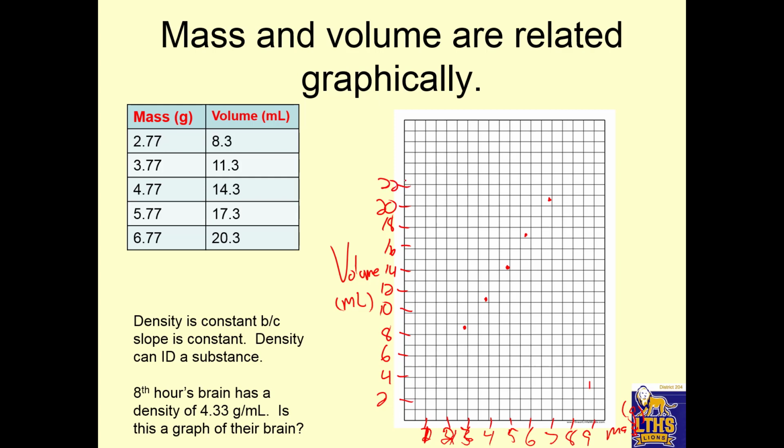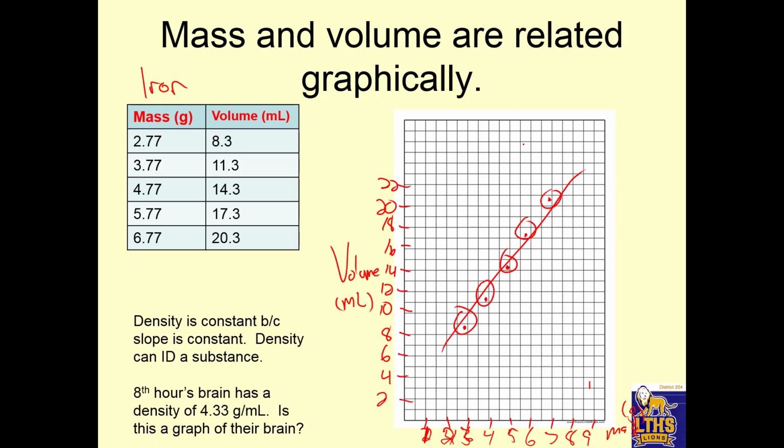So mass and volume are related graphically. So if I said this was iron, and I have 3 different masses of iron, and the volume changes. Well, no kidding. If I have a bigger mass of iron, it's going to take more volume. But what you should notice is that these are, I'm going to circle these points so you can see them a little better. These points make a straight line, right? I could have aimed a little better, but they make a straight line, okay?